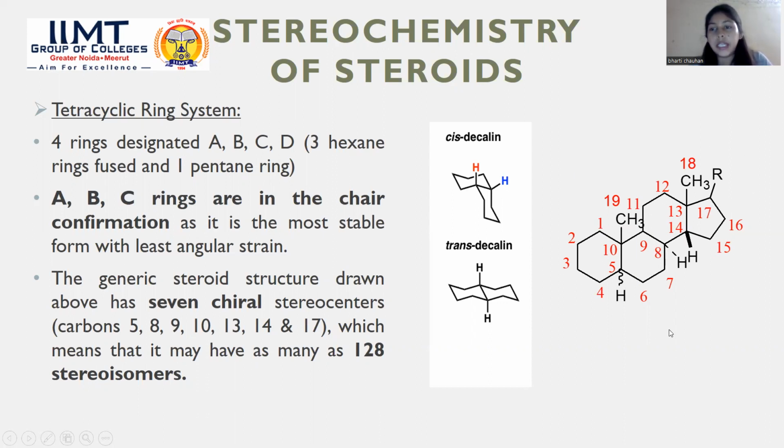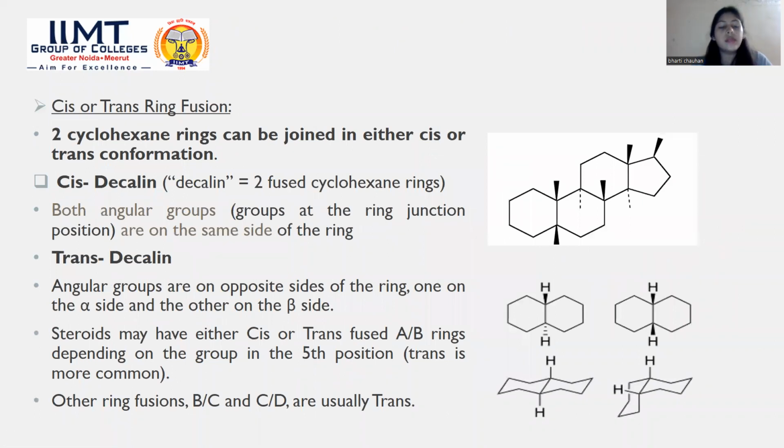I have taken this example so that I can discuss the stereoisomers. But if we talk about the basic steroid nucleus, there are only 6 chiral carbons, so there will be 64 stereoisomers only. I have taken only an example so you can better understand this. The A, B, C rings are in the chair conformation. It is the most stable form with the least angular strain. I have already told you that chair conformation is more stable than boat conformation. That's why most steroidal compounds are present in chair conformation.